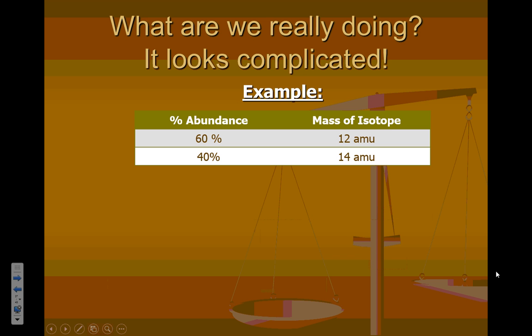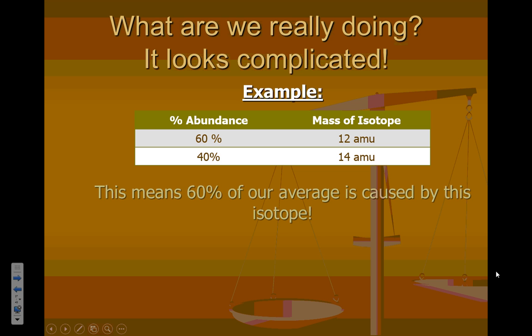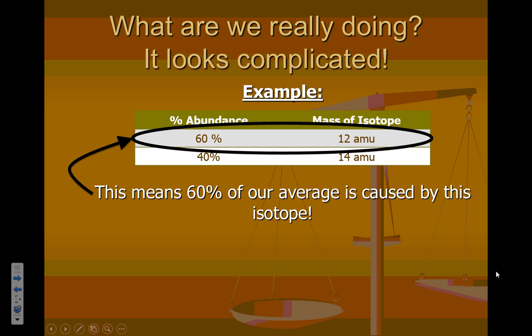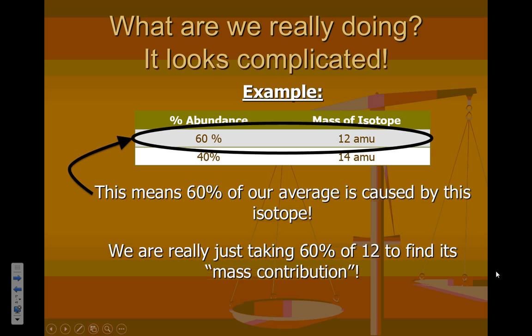So let's use really simple numbers, really simple ideas here. 60% of a sample weighs 12 and 40% of the sample weighs 14. So I have an element with two isotopes. The isotope that weighs 12 atomic mass units, 60% of any sample is going to be that isotope, and 40% of any sample is going to be the isotope that weighs 14. So this means that 60% of our average is going to be caused by the isotope that weighed 12. What we're really doing here is taking 60% of 12 to find its mass contribution.